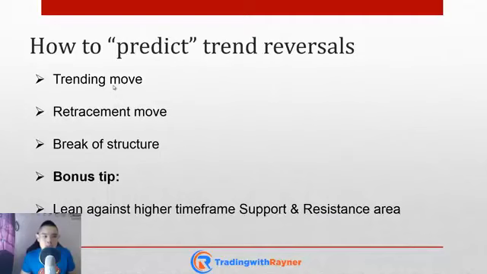But when you notice the trending move getting weak, the retracement move getting stronger, the range of the retracement move candles getting larger, and you have a break of structure, chances are the trend is over and the market is about to reverse back in the opposite direction.